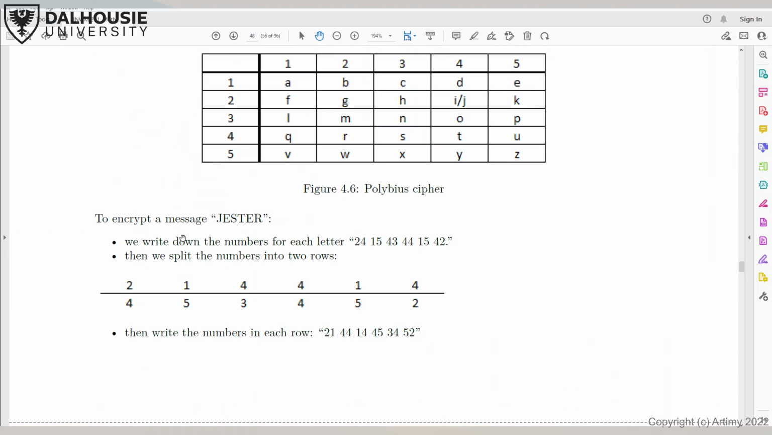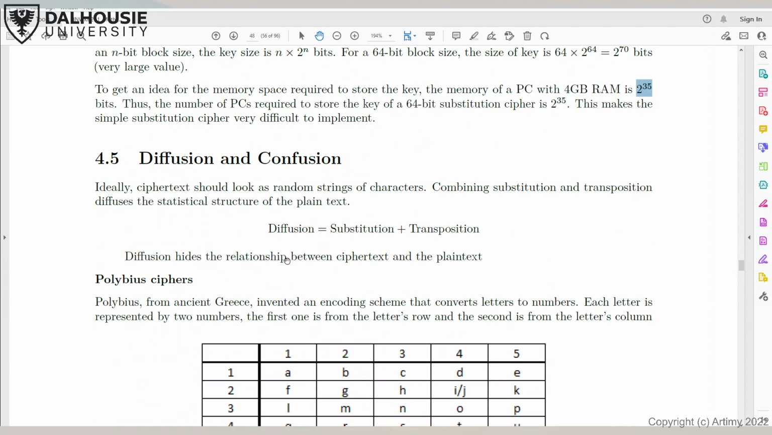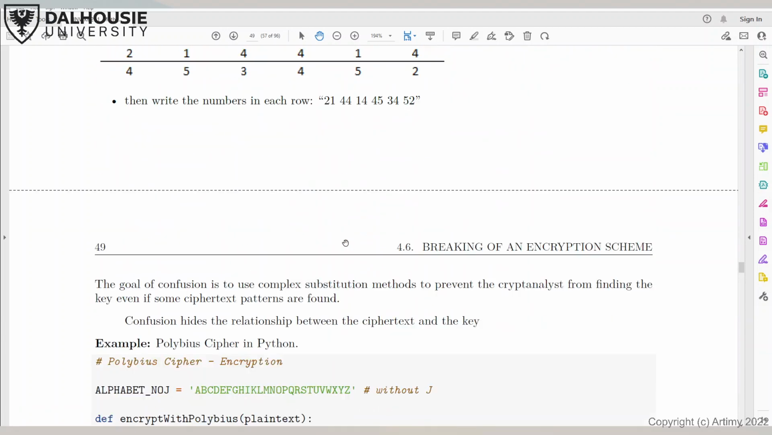As I said before, the diffusion here is supposed to hide the relationship between the cipher and the plaintext. There is also another concept which is called confusion. The goal of confusion is to prevent the attacker from figuring out the key.